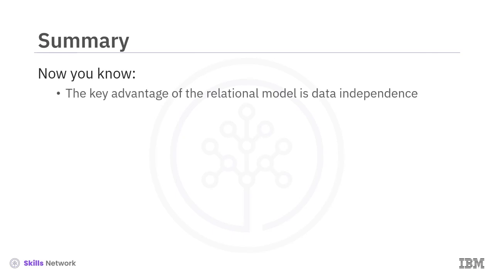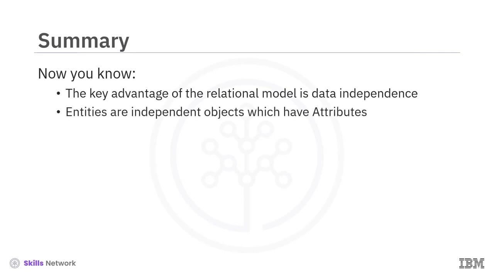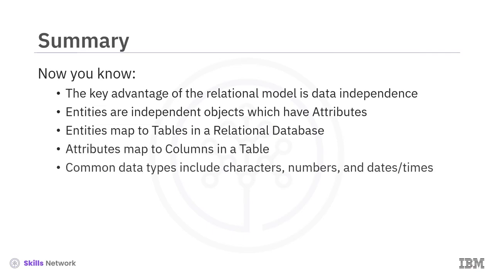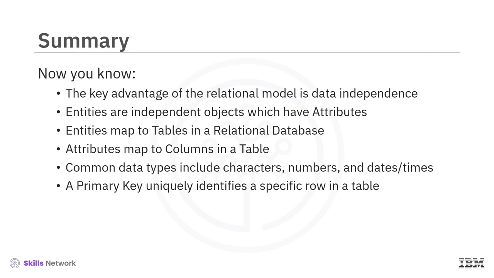Now you know that the key advantage of the relational model is logical and physical data independence and storage independence. Entities are independent objects which can have multiple characteristics called attributes. When mapping to a relational database, entities are represented as tables and attributes map to columns. Common data types include characters such as char and varchar, numbers such as integer and decimal, and timestamps including date and time. A primary key uniquely identifies a specific row in a table and prevents duplication of data.